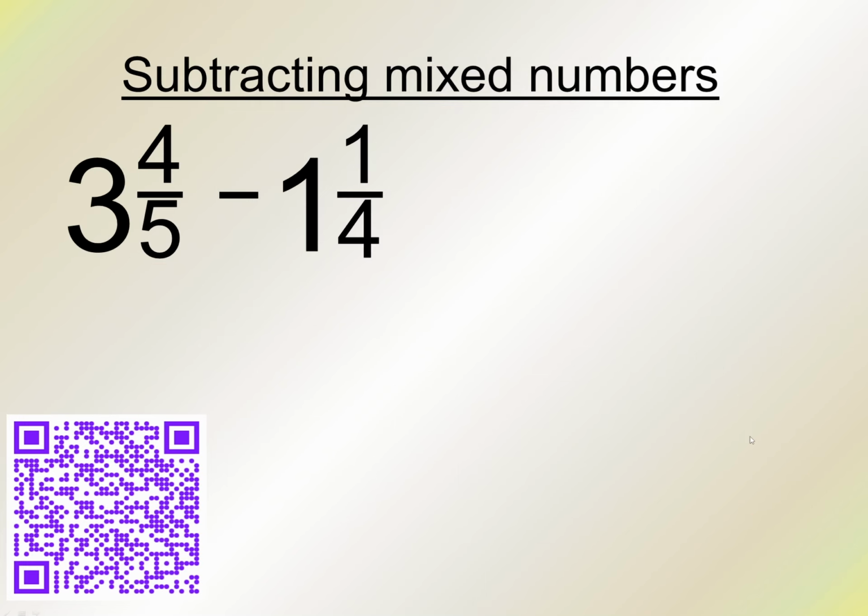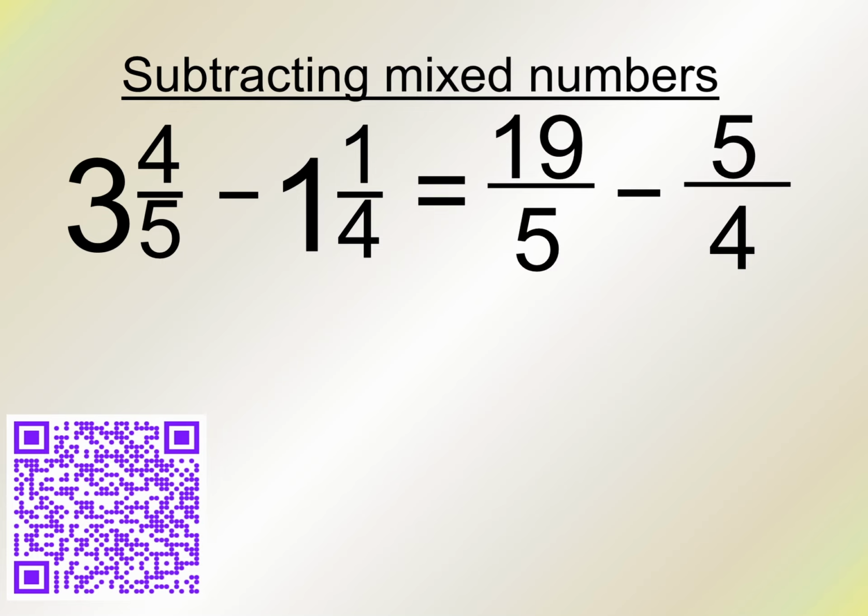So it's the same concept for subtracting mixed numbers. Change them into improper fractions. So 3 and 4/5. 3 times the 5 is 15. Add the 4 gets you 19. So 19 over 5. Then 1 1/4. 1 times the 4 is 4. Add the 1 is 5. So 5 over 4.